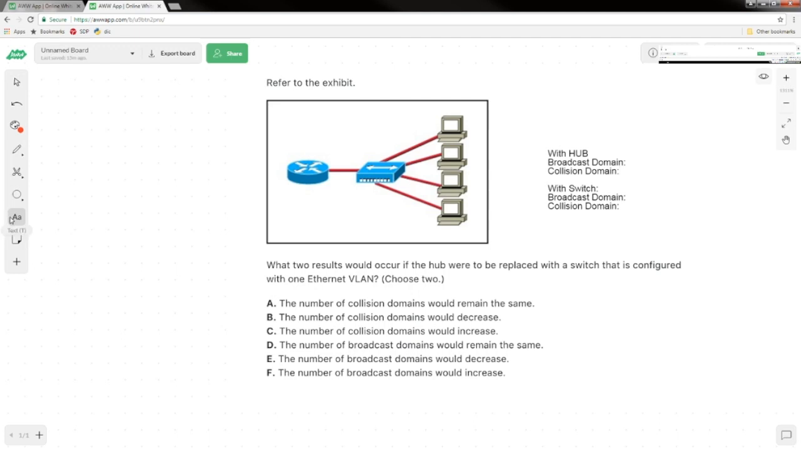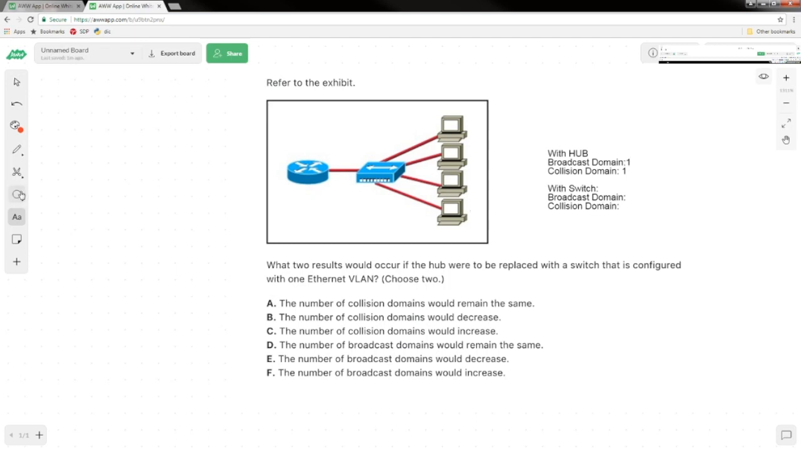Okay, so with a hub on it, we know that regardless of the number of connections coming out of the hub, as soon as there is a hub, it results in one collision domain, right? Let's note it down. Collision domain with hub is 1, and since there is only one network connected to the router, this will result in one broadcast domain.